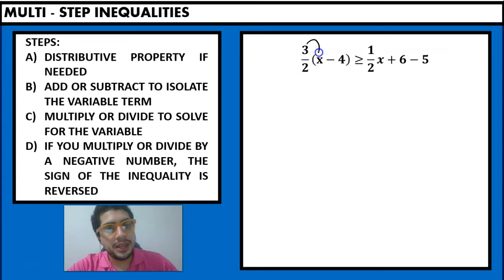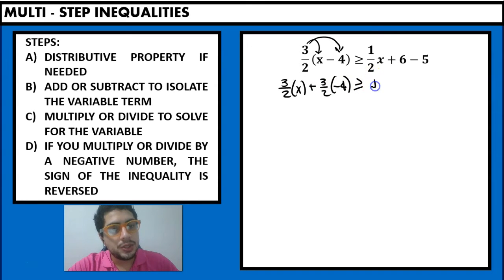In this case, we have 3 divided by 2, which is going to be distributed because we have a parenthesis. So it's going to be 3 halves times x plus 3 halves times negative 4, and that is going to be higher or equal to 1 half of x plus 6 minus 5. So 3 halves of x, and then plus 3 halves of minus 4, which simplifies to 3 times negative 2, which is minus 6. And then we have it higher or equal to 1 half of x, and then plus 6 minus 5.